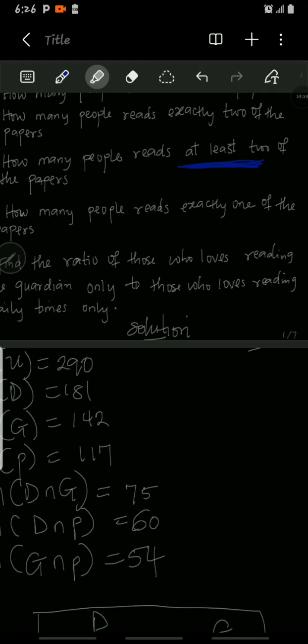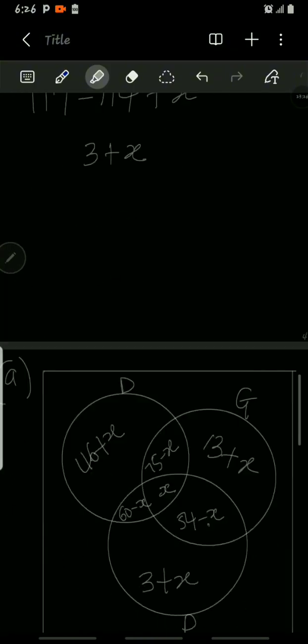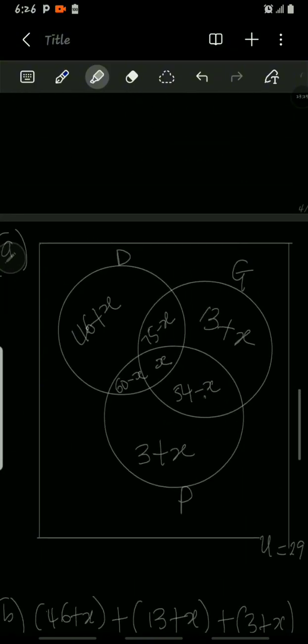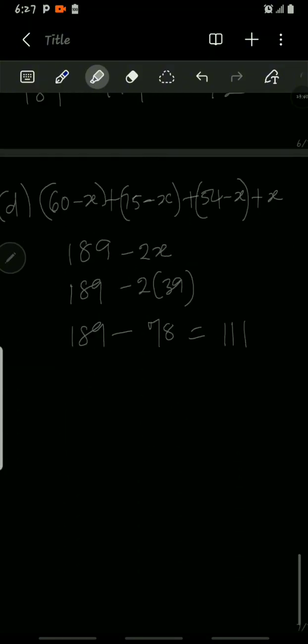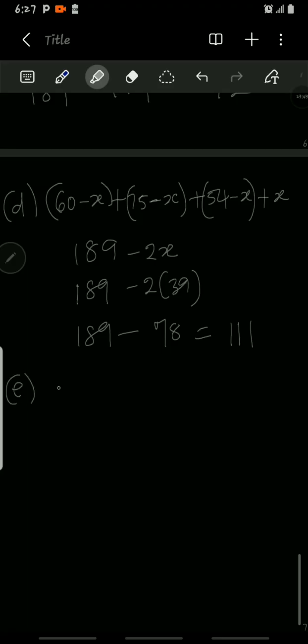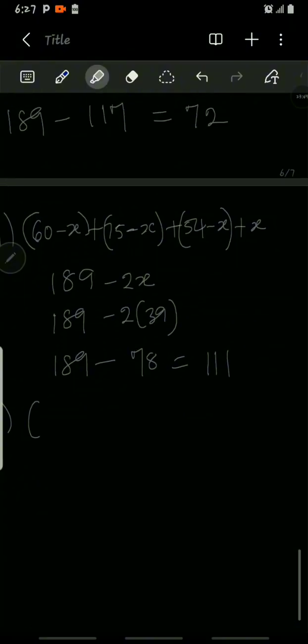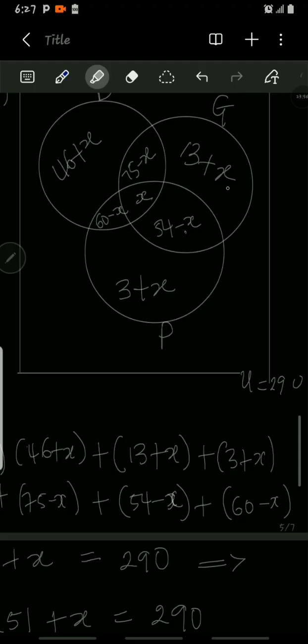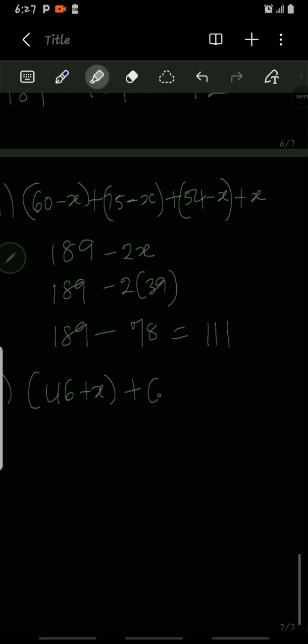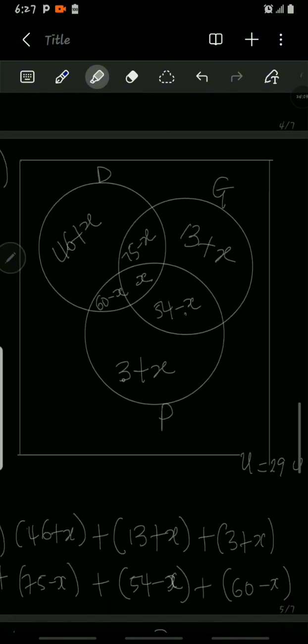Then how many people read exactly 1? When the question says exactly 1 of the papers, we have to look for how many people read exactly 1. That is, people that read only this, and only this. So basically I'm adding this one, which is only D, only G, and only P. So I'm going to have that as question E. So I'm having 46 plus x plus 13 plus x plus 3 plus x.